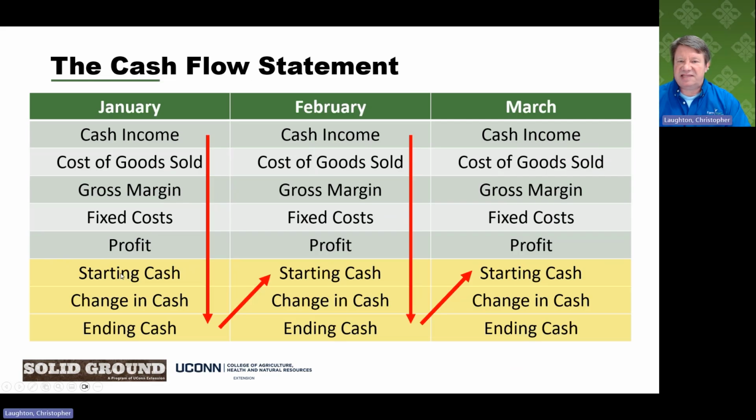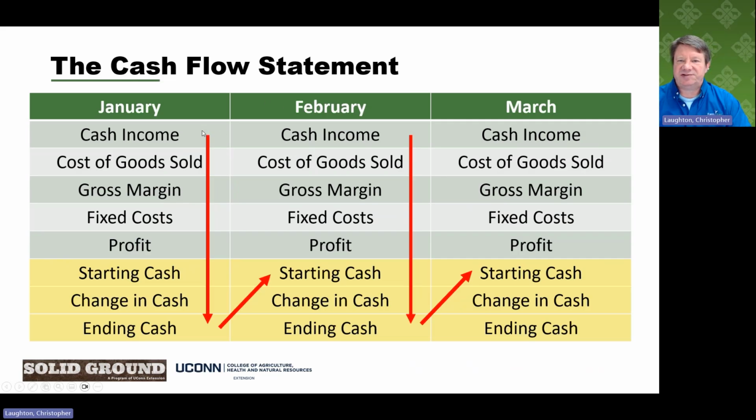And then in red, this is like your checking account information. So we have what you started the month with in cash, what the change in cash was, and then that is your ending cash. And the ending cash for one month becomes the starting cash for the next. And so you would have January, February, March, you'd go across 12 months. So let's put some numbers to this.